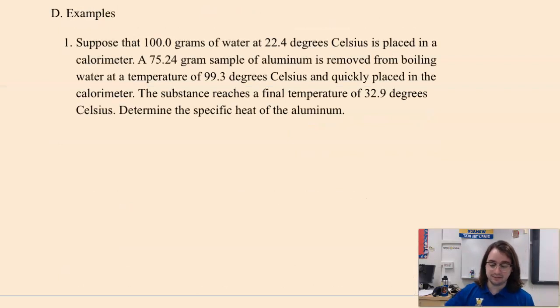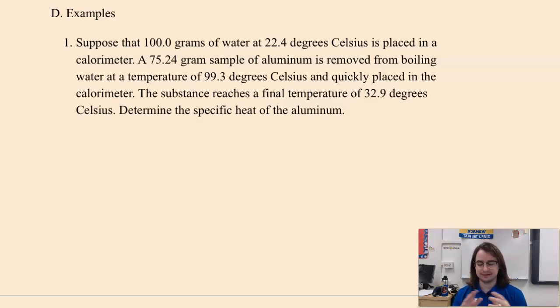Suppose that we have 100 grams of water at 22.4 degrees Celsius placed in a calorimeter. A 75.24 gram sample of aluminum is removed from boiling water at a temperature of 99.3 degrees Celsius and is quickly placed in the calorimeter. The substance reaches a final temperature of 32.9 degrees. Determine the specific heat. This is exactly like the experiment that we did together in our class.